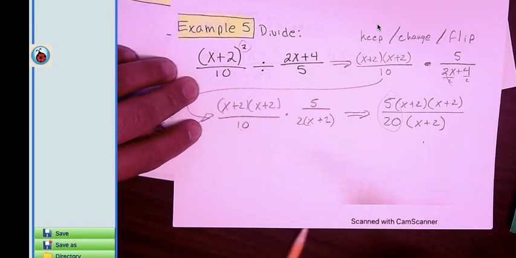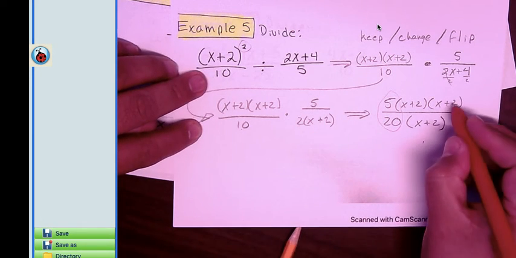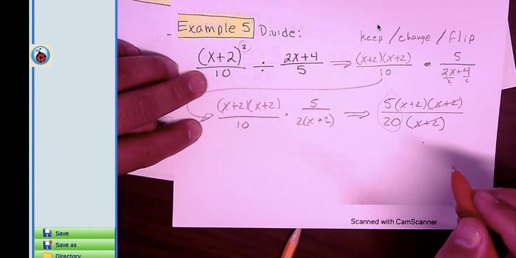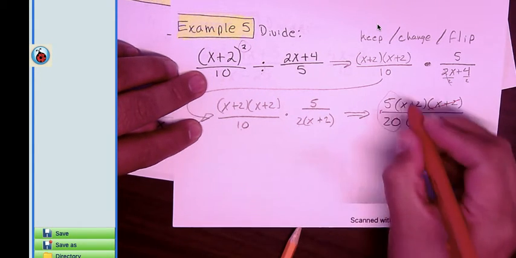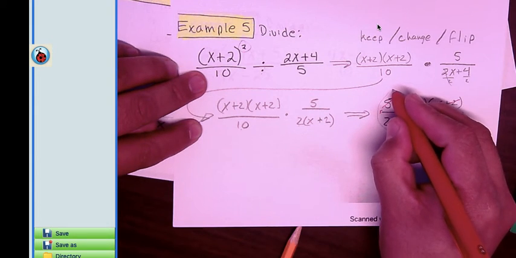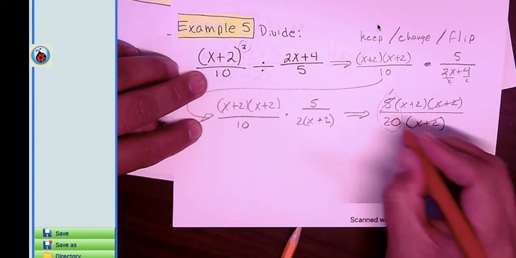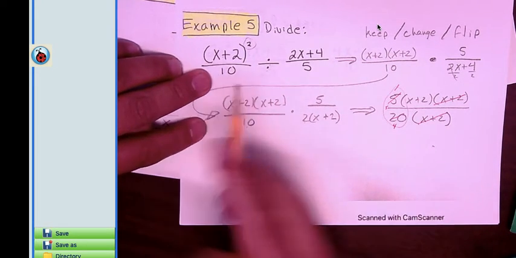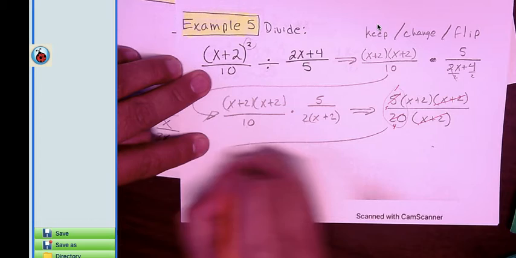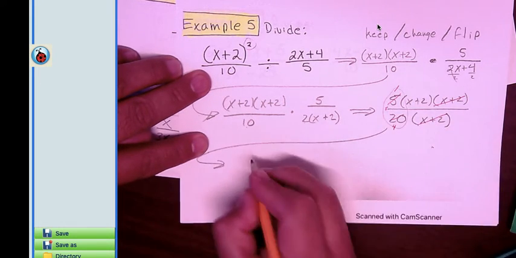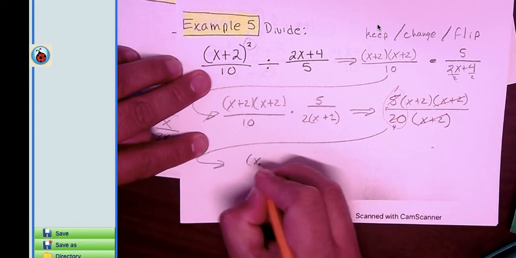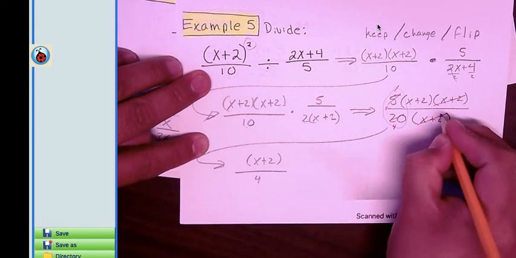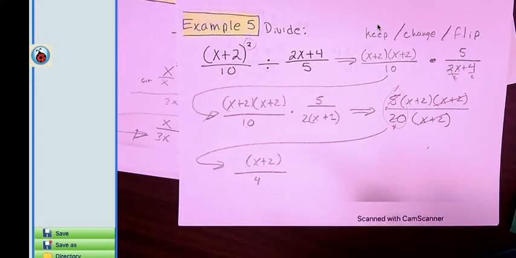And then this is when you start simplifying. So x plus 2, so you can get rid of one of them. 5 over 20, what is it? You can divide by 5, so this becomes a 1. And 20 divided by 5 becomes a 4, so 1/4. So on the top, you are left with x plus 2 over 4. Everything else was simplified.